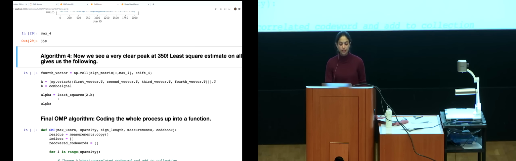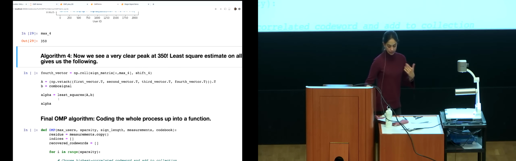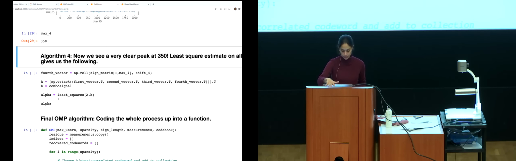So now the thing is, how do we actually formalize this and make this into a function? Here we did it in a little bit of an ad hoc way. So now let's go back, and actually I want to define the OMP algorithm to you.